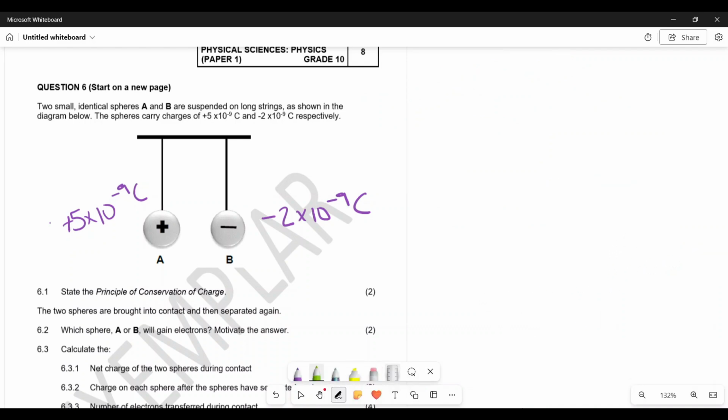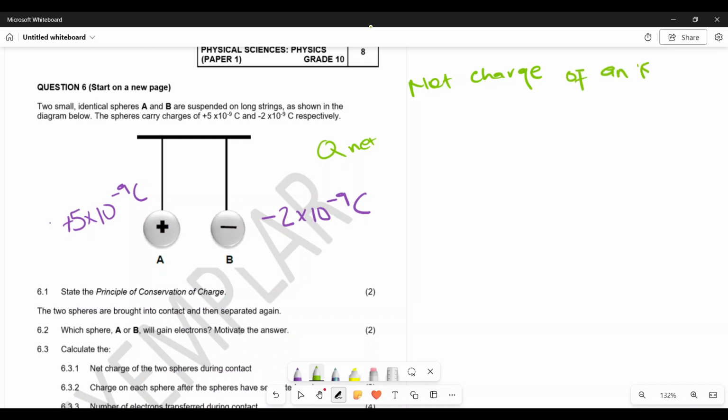Now, the first question, they want us to state the principle of conservation of charge. Now, conservation of charge simply states that basically the net charge of an isolated system remains constant during any physical process, right? So the net charge, which is your Q net, right, of an isolated system.